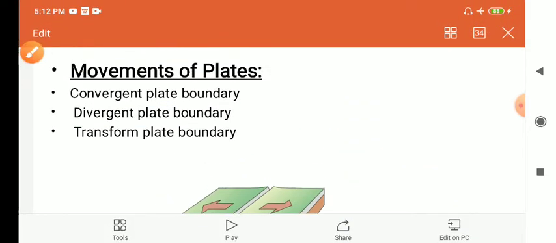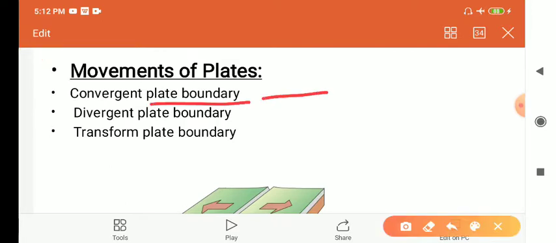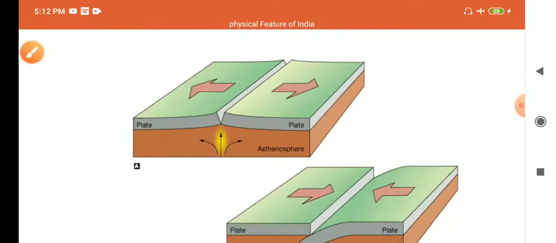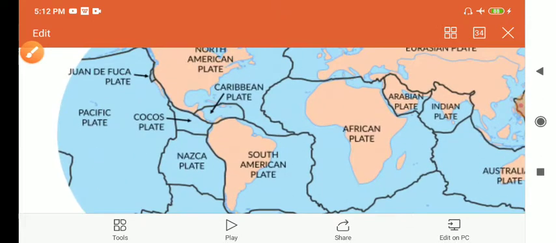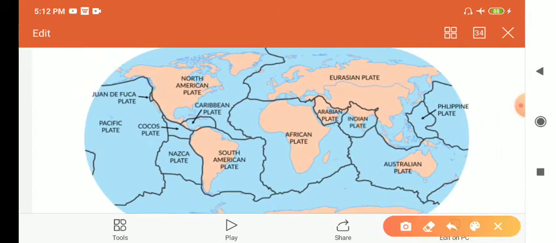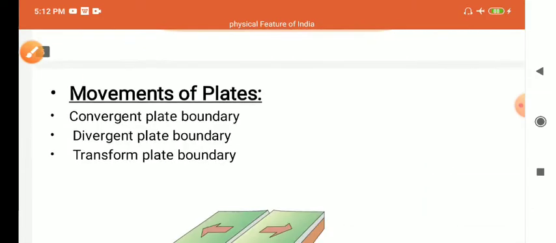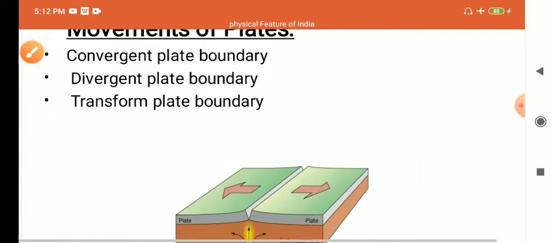Now the meeting point of two plates is called plate boundary. See, I will show you in this figure. All these black lines are meeting points, interaction points, whether they are going far away or coming near to each other. So all these black lines are plate boundaries. Now there are 3 types of plate boundaries. Convergent plate boundary.